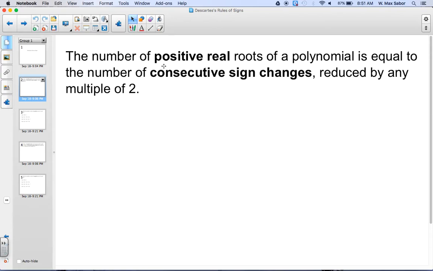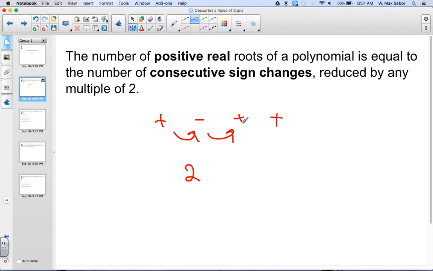When I talk about consecutive sign changes, I'm talking about, say, plus, minus, plus, plus. This is one sign change, a second sign change, so that would be 2 sign changes. So that's saying that the number of positive real roots is 2, except it says reduced by any multiple of 2. So it would be 2 or 0. It could be reduced. It could be just 2, or it could be 2 reduced by 2, which would be 0.